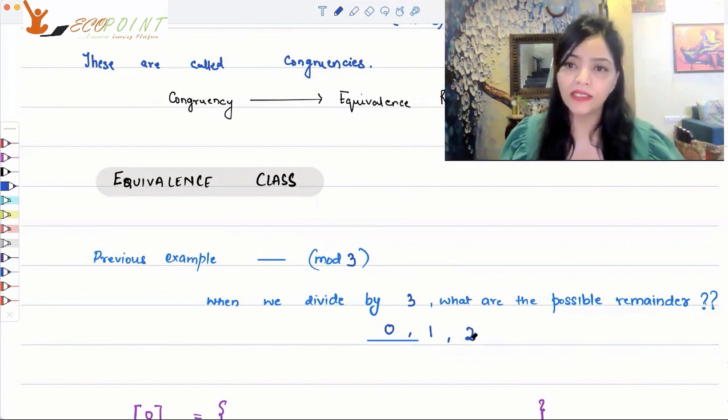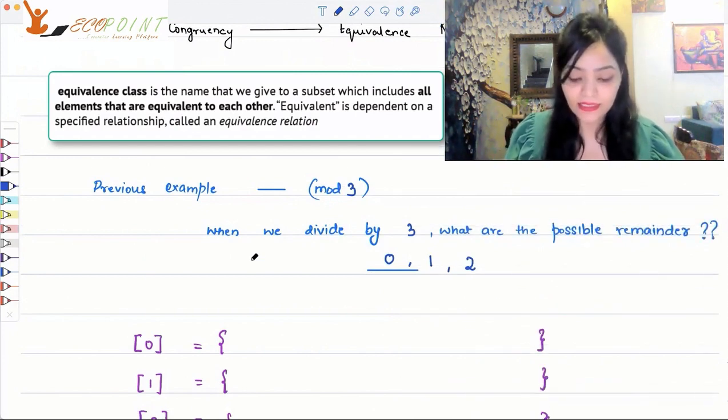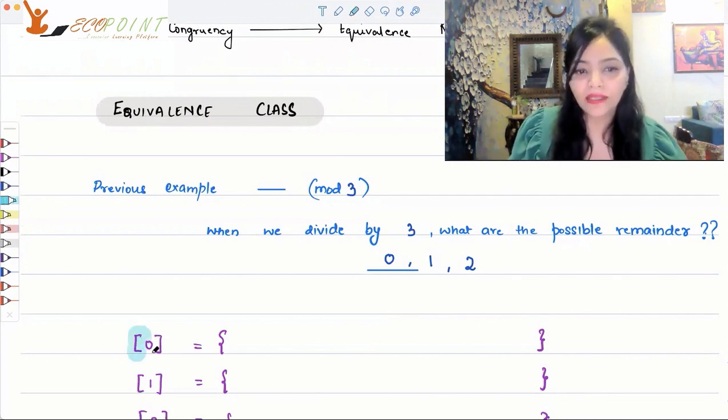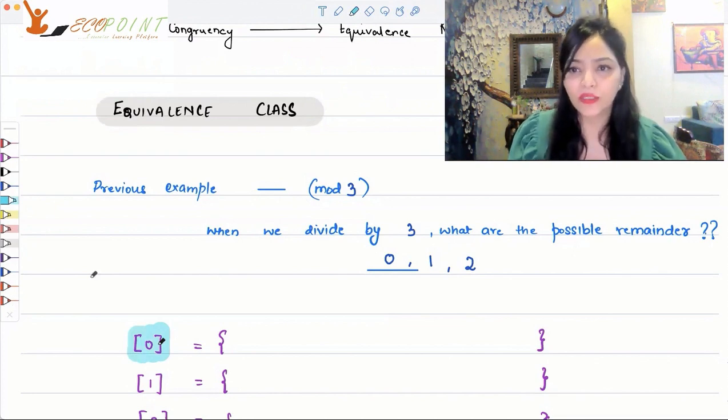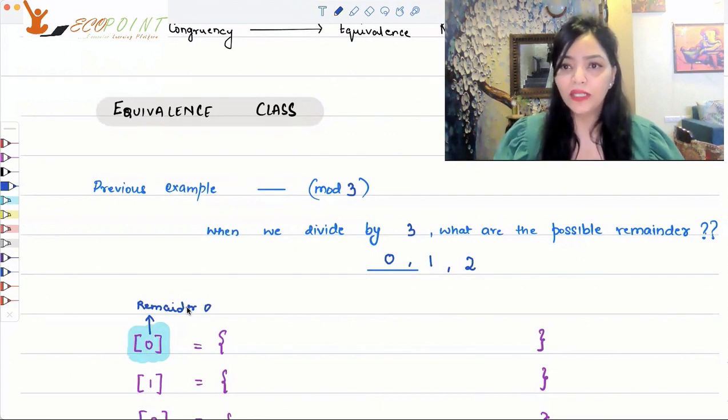So whenever you are dividing by an integer, say n, the remainders that you can have go from 0 till n minus 1. So equivalence class is basically a name given to a subset that includes all elements that are equivalent to each other. So in case of modulo, we are talking about an equivalence class. Say, for example, I quote bracket 0. This is how we write an equivalence class.